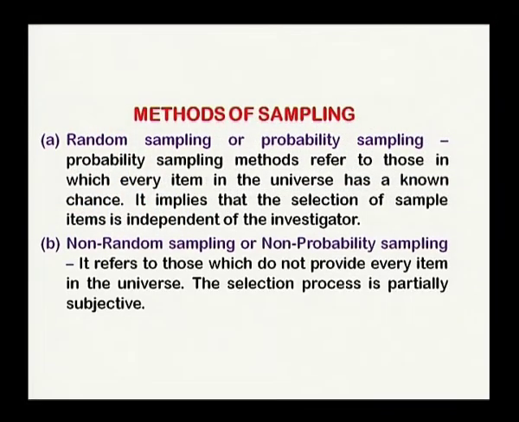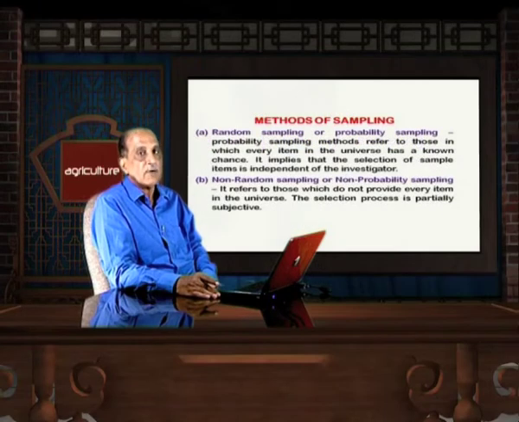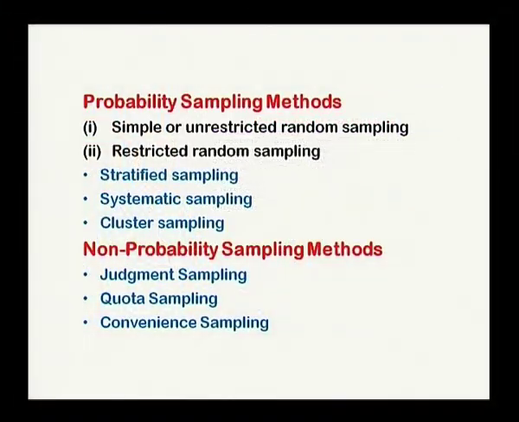Now, non-random sampling or non-probability sampling refers to methods which do not provide every item in the universe a known chance. The selection process is partially subjective. In this case, the investigator has a vital role to play, and he has to select the sample according to his requirements, according to his needs.